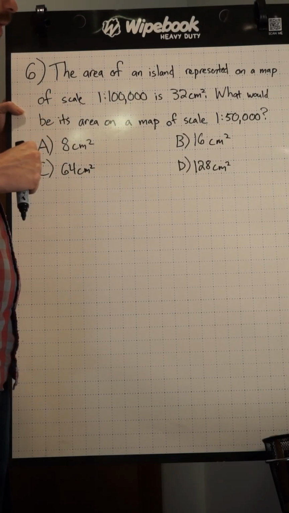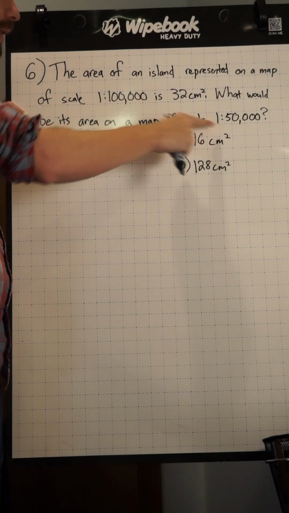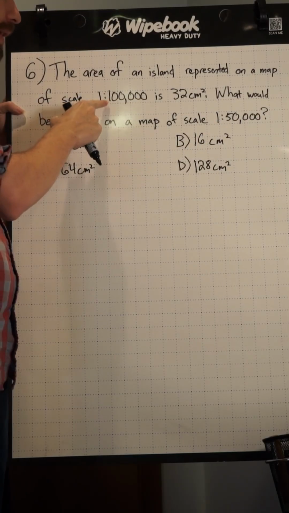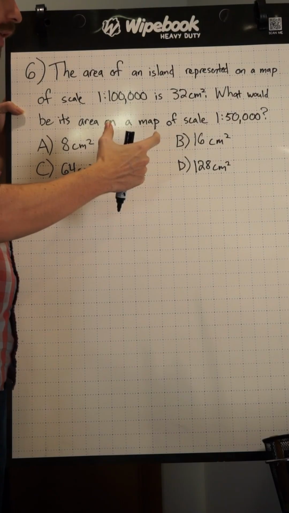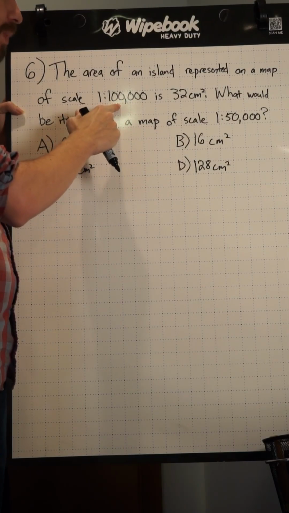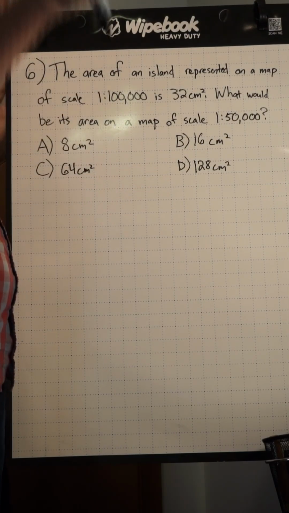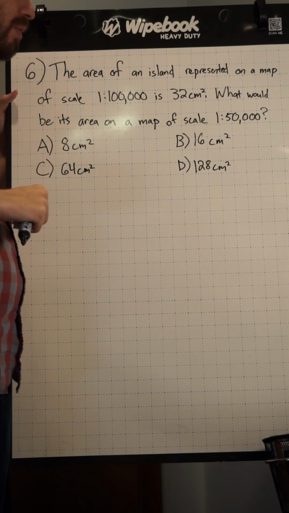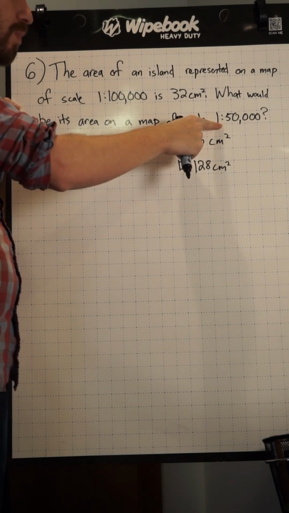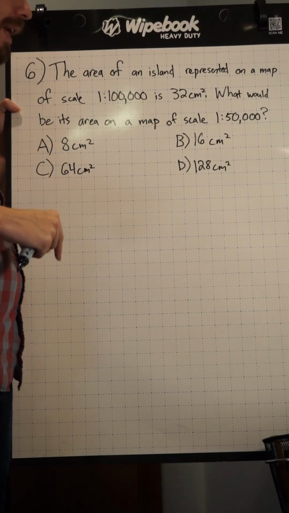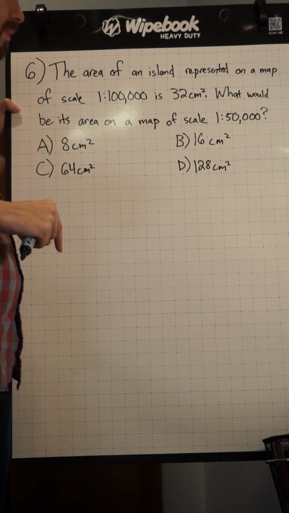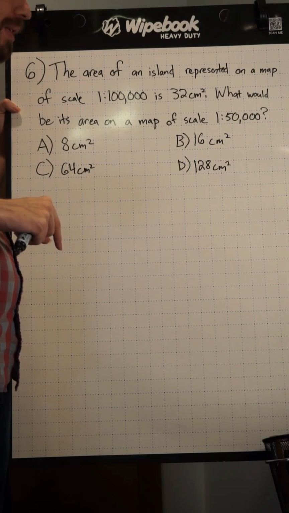So for this one, we have two different scales on the map. What this means is if we have 1 centimeter squared on the map, this would be the same as 100,000 centimeters squared in the real world. The same thing for this one. If we have 1 centimeter squared on the map, it would be 50,000 centimeters. Yeah, it would just be centimeters. We would have 50,000 centimeters in the real world.